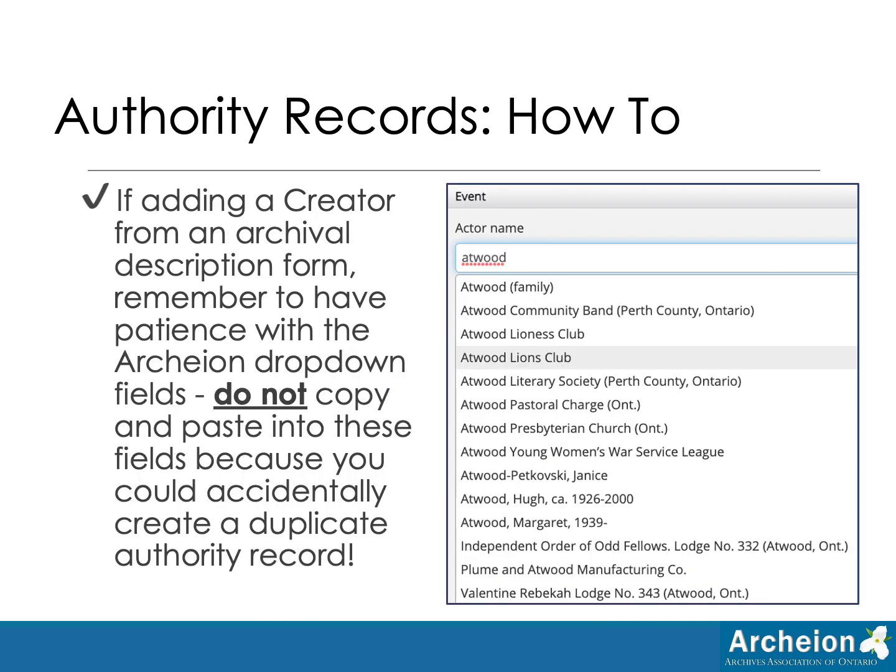Or if you're already in the archival description edit form, you would begin to fill in the name into the name access point field or the actor name field and see if the name auto-populates. Remember to just be patient with this drop-down field. It can be slow to auto-populate, and you also want to make sure that you're matching the exact spelling and format of the name if it already exists as an authority record in Archeion.